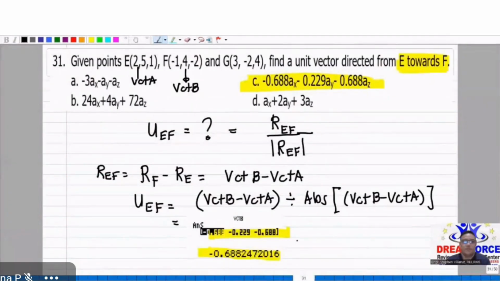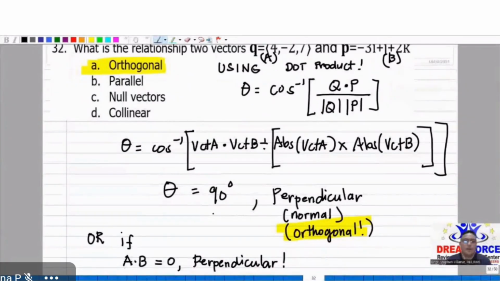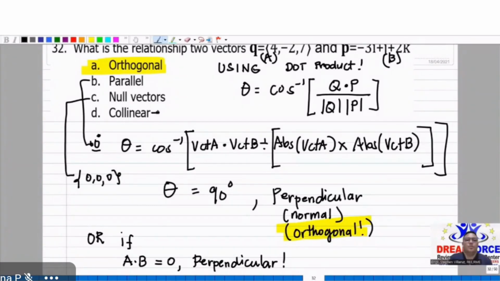Next, number 31. Cat. Next, number 32. Using dot product po, ang nakuhang angle ay 90 degrees. So, that is orthogonal or perpendicular. Kapag parallel po kasi 0 degrees. Kapag null vectors, okay. So, 0, 0, 0 yung coordinates natin dito lahat. We have also your collinear. So, they are lying on the same line.